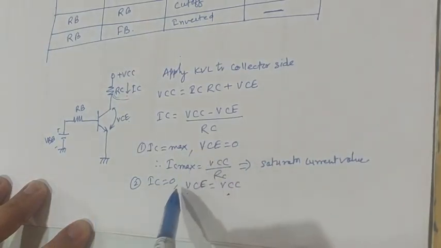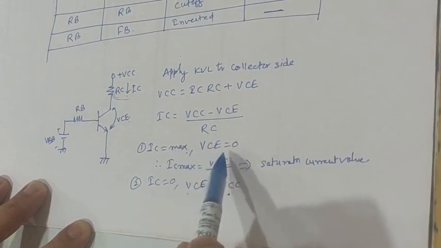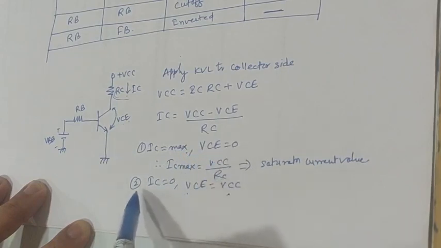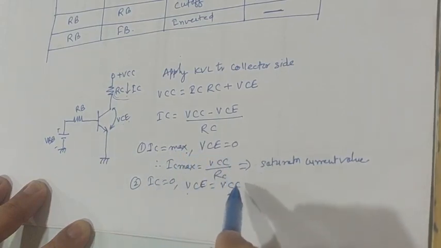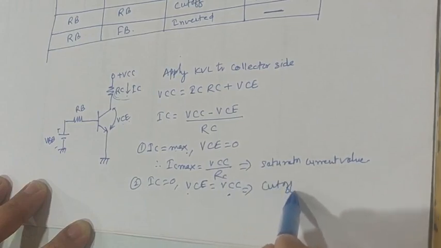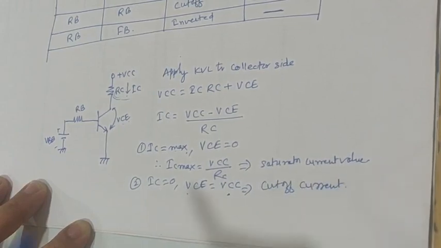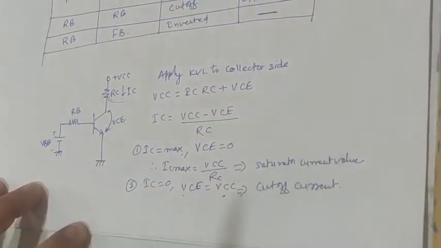So I have got two values of IC. One is maximum IC, where its value is VCC upon RC, and the other is IC equal to 0, and this particular value is called the cutoff current. This is called the cutoff current. Why? Because the value of current here is coming out to be 0.